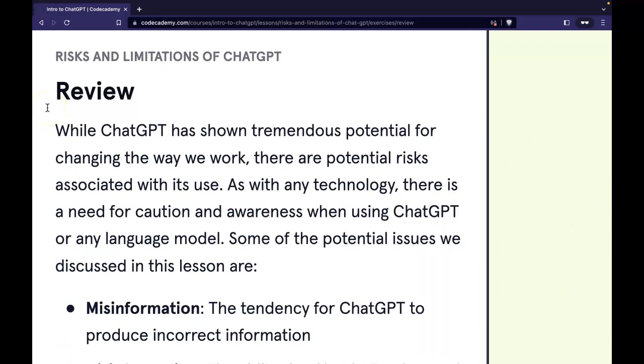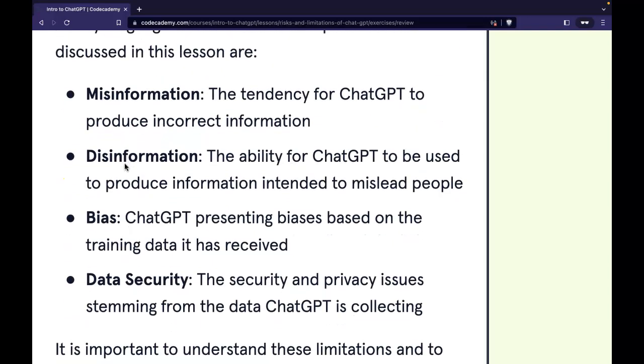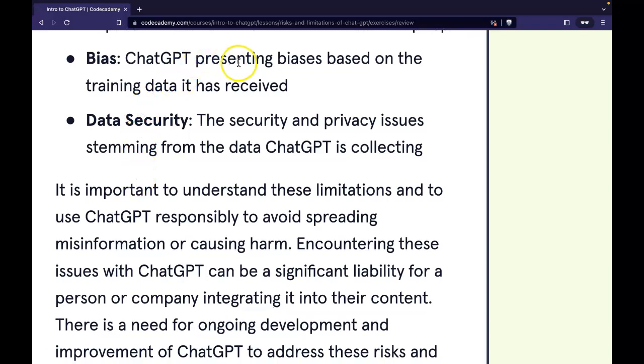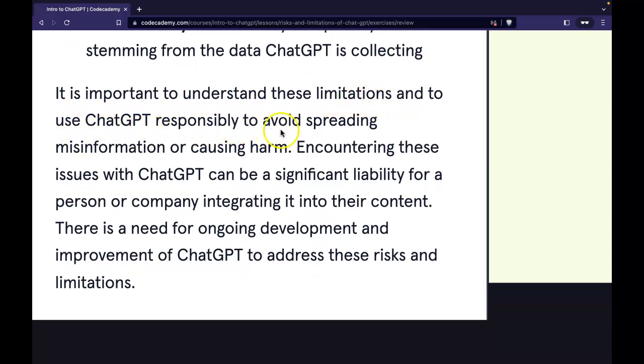Review. While ChatGPT has shown tremendous potential for changing the way we work, there are potential risks associated with its use. As with any technology, there is a need for caution and awareness when using ChatGPT or any language model. Some of the potential issues we discussed in this lesson are misinformation, the tendency for ChatGPT to produce incorrect information; disinformation, the ability for ChatGPT to be used to produce information intended to mislead people; bias, ChatGPT presenting biases based on the training data it has received; and data security, the security and privacy issues stemming from the data ChatGPT is collecting. It's important to understand these limitations and to use ChatGPT responsibly to avoid spreading misinformation or causing harm.